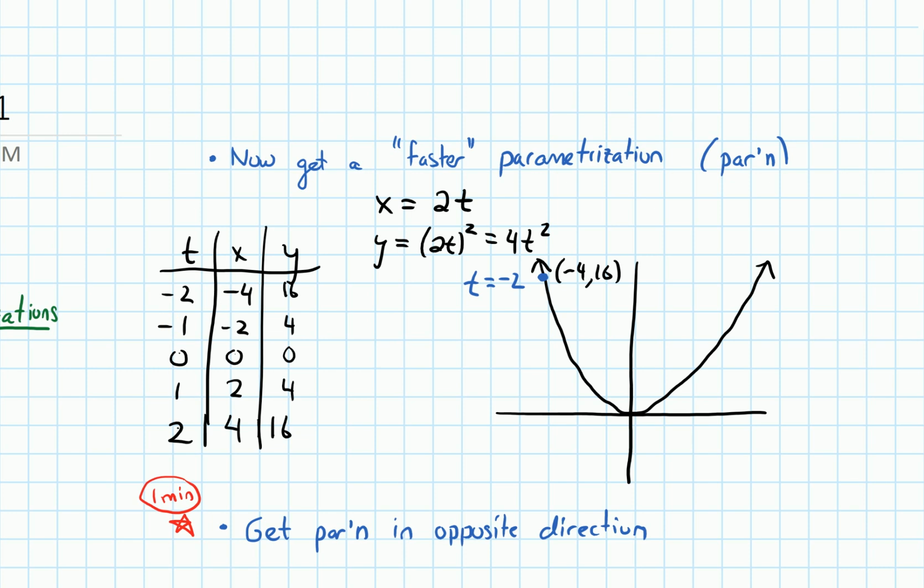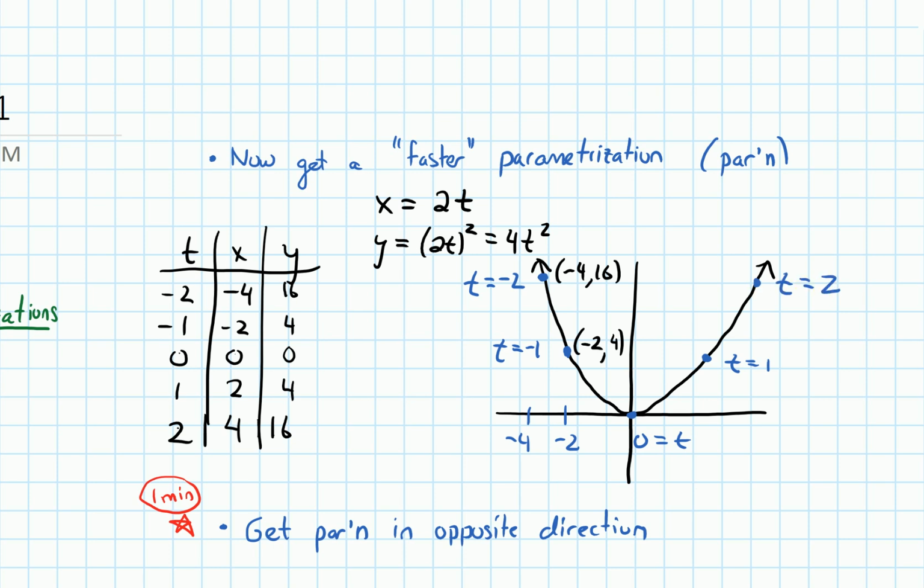And when t equals -1, so this is the point where the x-coordinate is -4. This is the point where the x-coordinate is -2. So this is -2, 4. Okay, and then when t equals 0, we are at the origin. When t equals 1, we will be over here. T equals 1. This is t equals 0. And then t equals 2, we will be up here.